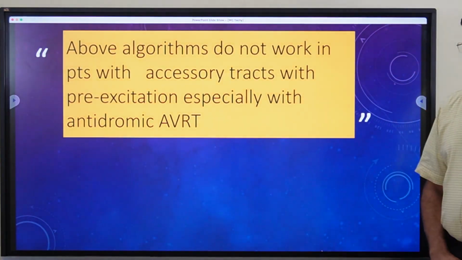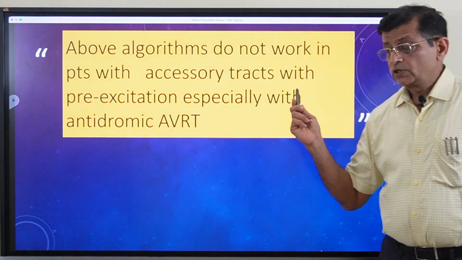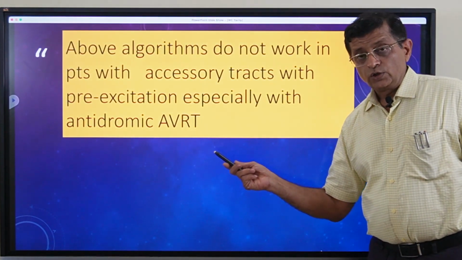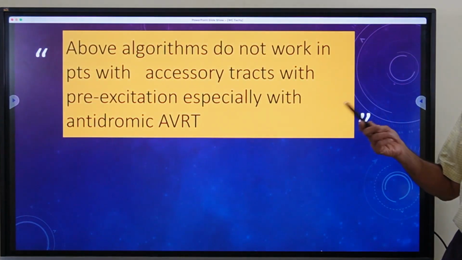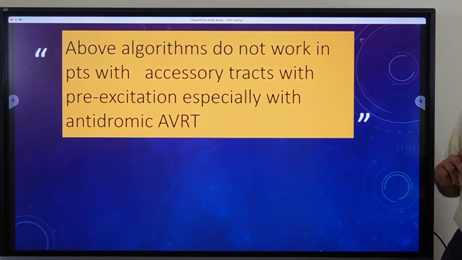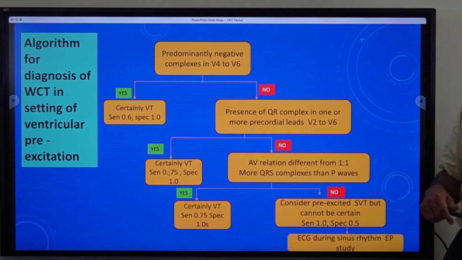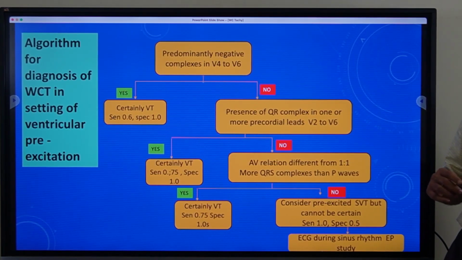The problem is the above algorithms do not work in patients with accessory tracts, with pre-excitation, especially with antidromic AVRT. So whenever there is WPW pre-excitation and antidromic AVRT, these algorithms will not work. So they have designed a special algorithm for patients who may be having WPW syndrome. Either they have a delta wave somewhere in their early ECGs, or there is a high probability of WPW.